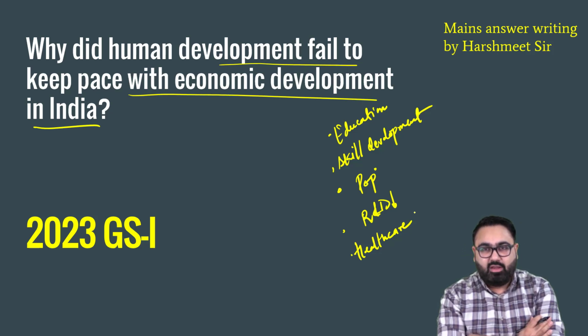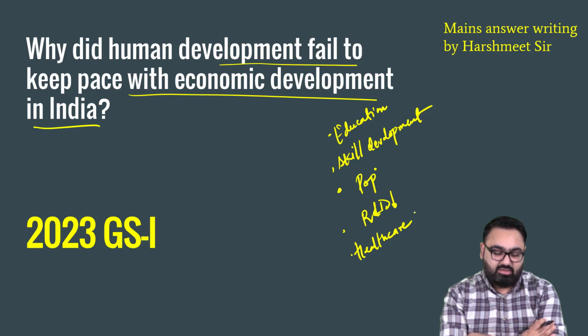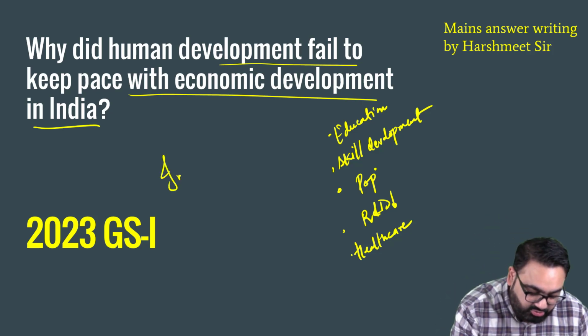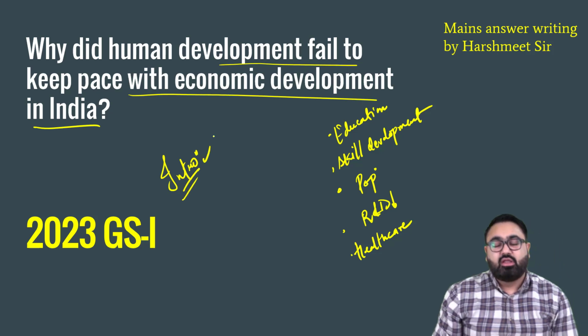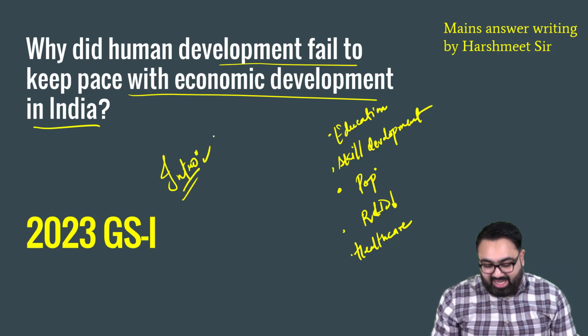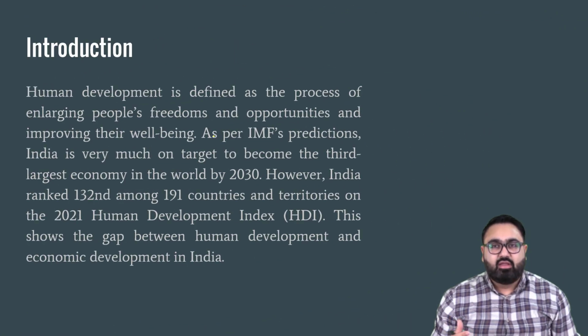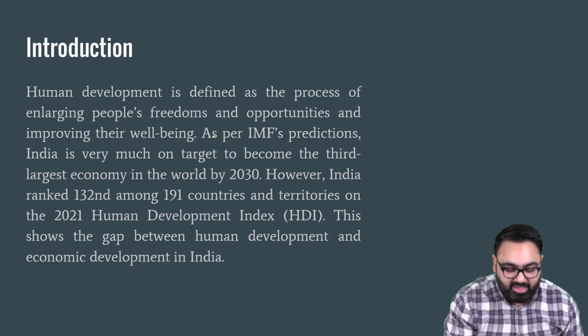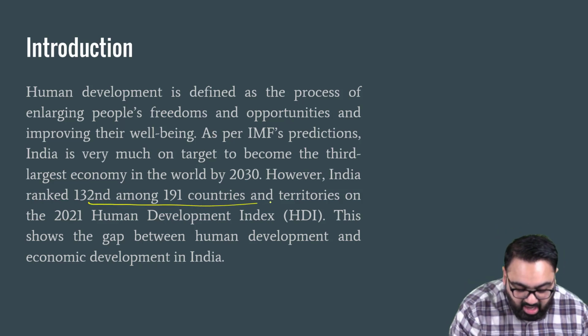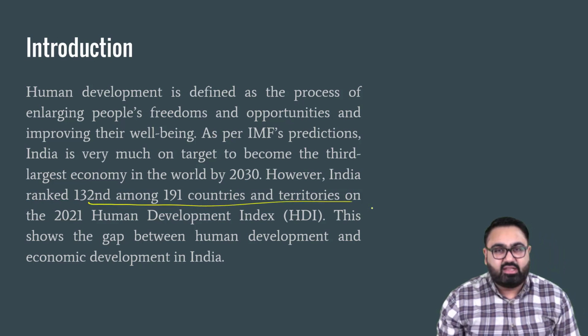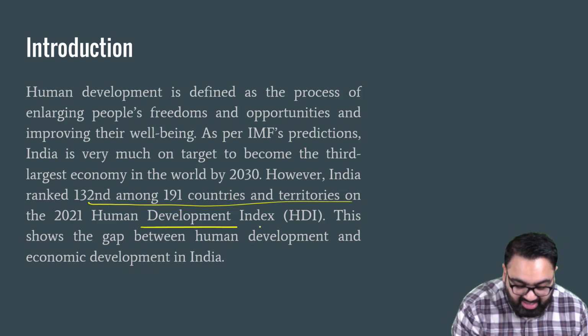Now, how do we begin this answer, or how do we write the introduction to this? The best way to write an intro to this kind of question is to quote India's ranking in some of these indices. That will be the perfect way. If you have some data, for example, India ranks 132nd amongst 191 countries and territories on the 2021 Human Development Index.